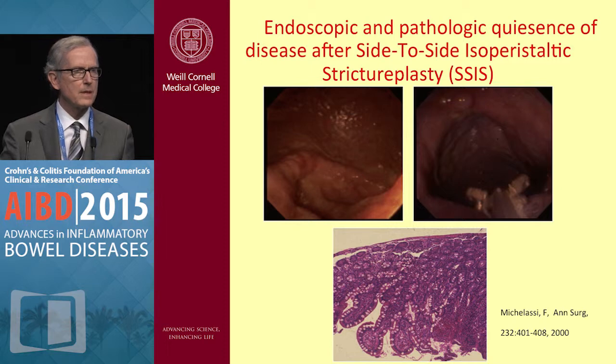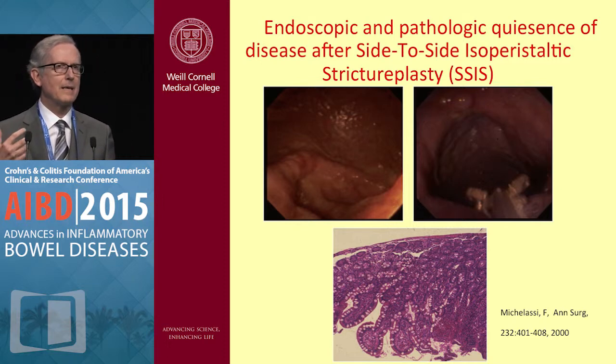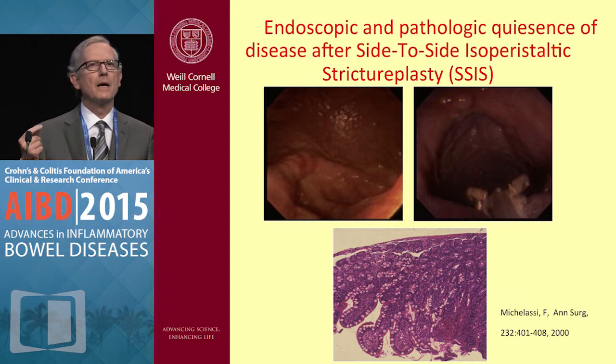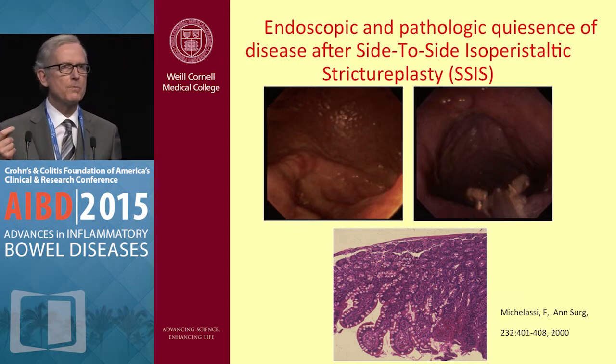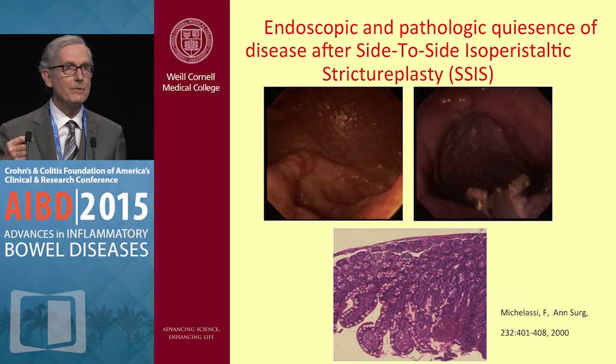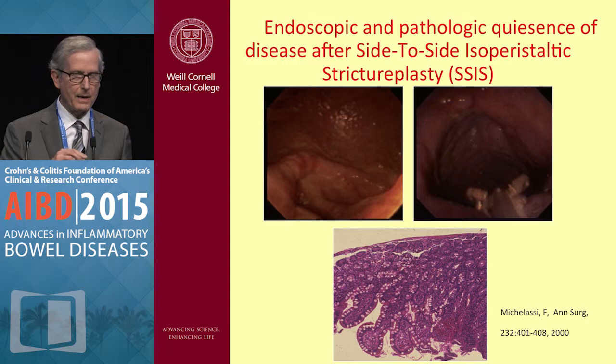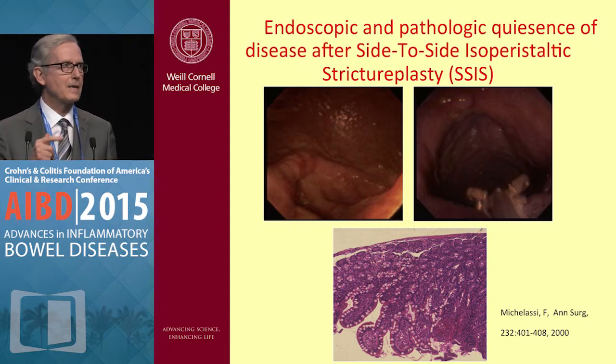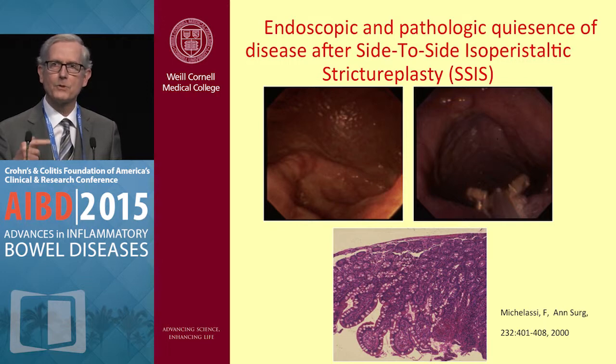Now, in 2000, we had that suspicion because after having done many side-to-side strictureplasties, wherever possible, we were doing endoscopies and taking biopsies at the site of the side-to-side strictureplasty. And I have to recognize Russ Cohen, who did this particular endoscopy on this particular patient. This was a patient that had extensive proximal jejunal disease, where I'd done a side-to-side strictureplasty, but also had duodenal disease, for which I had to do a gastrojejunostomy.